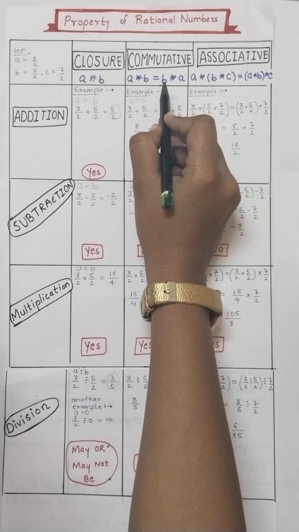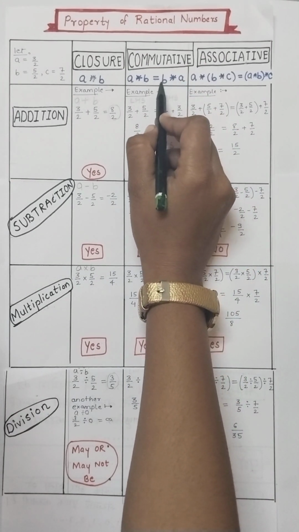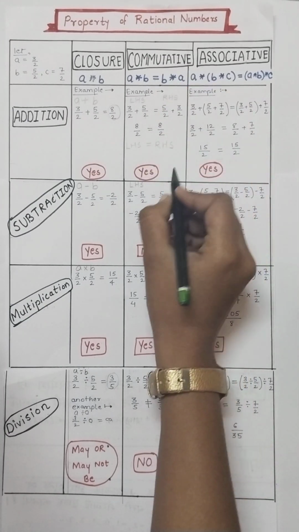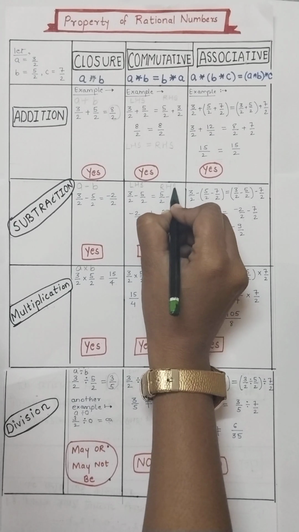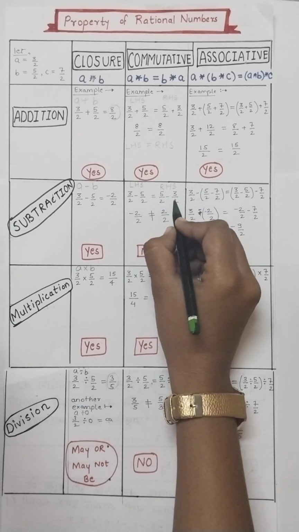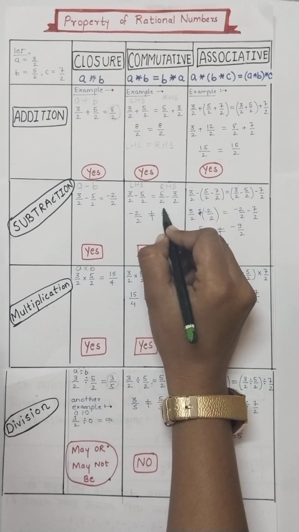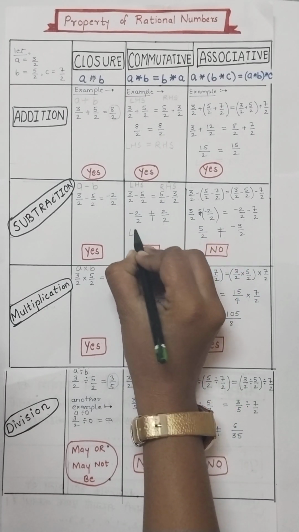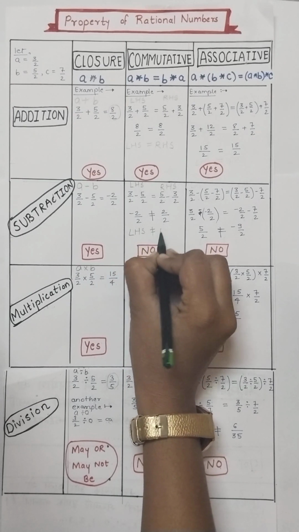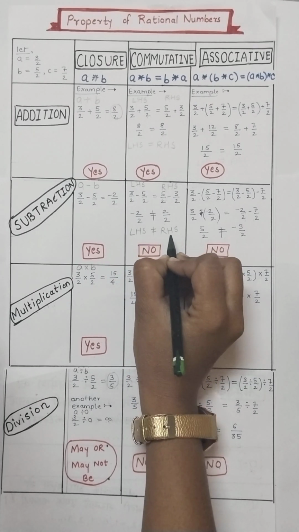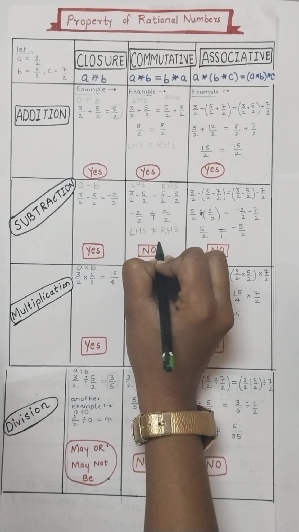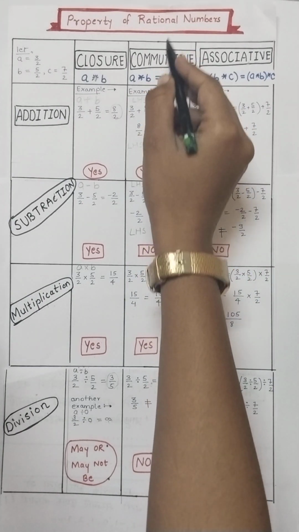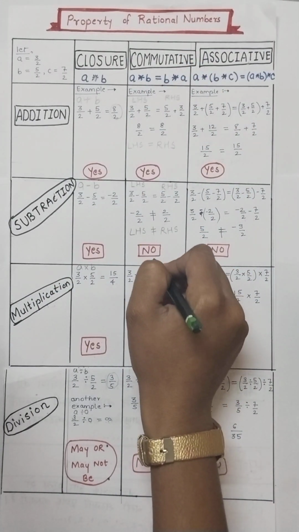Now we'll take the RHS, that is, b minus a. The value of b is 5 by 2. In place of the asterisk we'll take minus, and the value of a is 3 by 2. This is our RHS. When we subtract these two numbers, we get 2 by 2. So here LHS is not equal to RHS. So we will say no, our rational numbers do not follow the commutative property with subtraction.